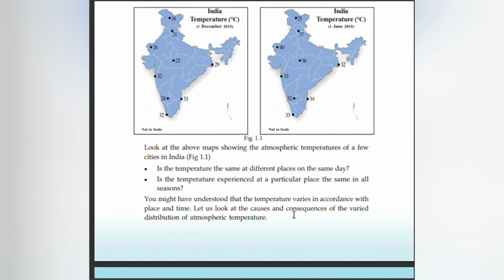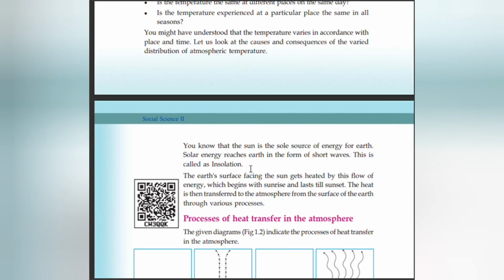Let us look at the causes and consequences of the varied distribution of atmospheric temperature. You know that the Sun is the sole source of energy for Earth. Solar energy reaches the Earth in the form of short waves. It is called insolation. So, the solar energy reaching the Earth in the form of waves is known as insolation.